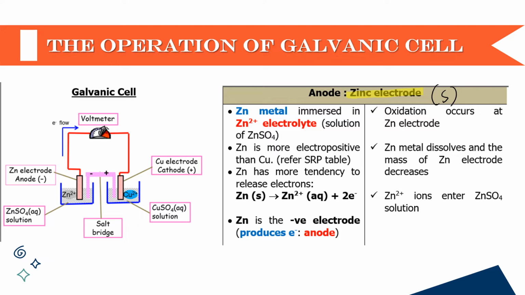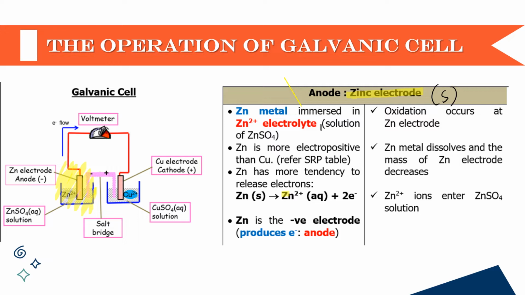We're going to focus on this part first, the one that I highlighted. Zinc metal is immersed in zinc 2+ electrolyte, the solution of zinc 2+, like I mentioned before. Zinc is more electropositive than copper. This one later we're going to look at, what is the SRP table. SRP table here is the standard reduction potential table.